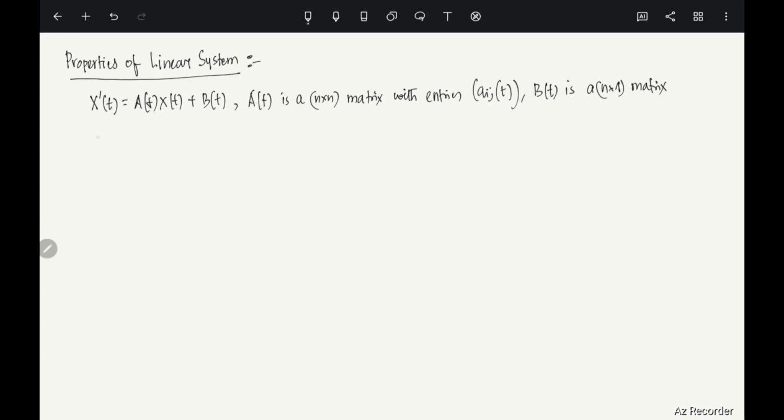And x of t is your n cross 1 unknown vector. So what are the components of x of t? The components should be xi of t, essentially. Let's just write it down properly and then that will make it more precise.